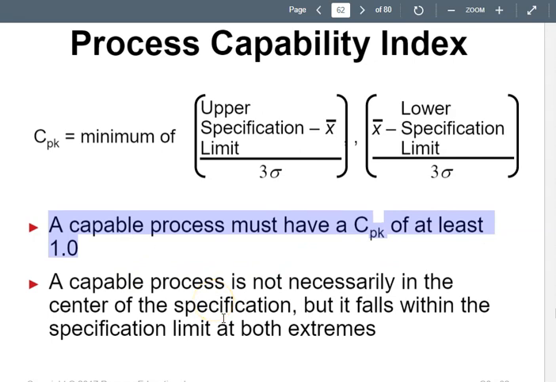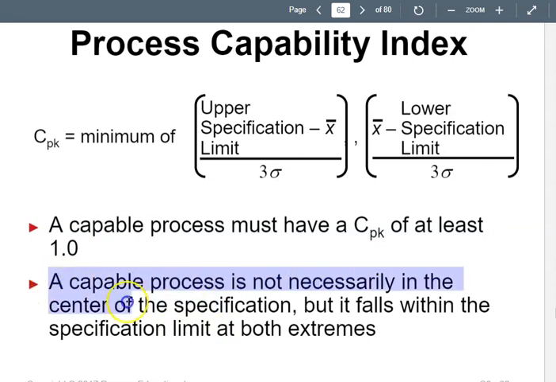These are different ways for you to check and see if a system is capable or not. A capable process is not necessarily in the center of the specification, but it falls within the specification limit at both extremes.